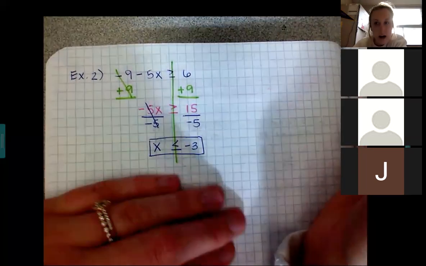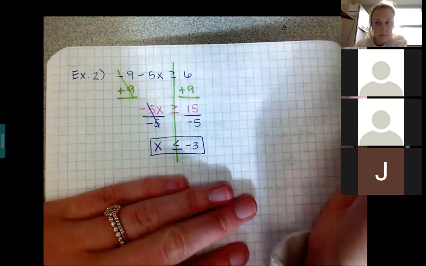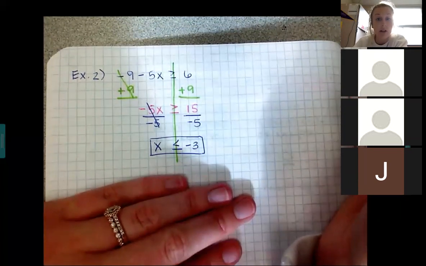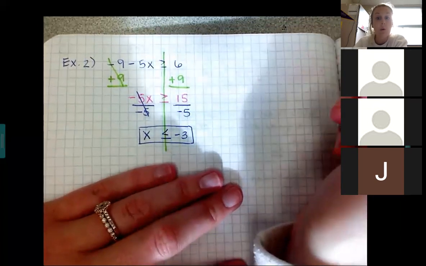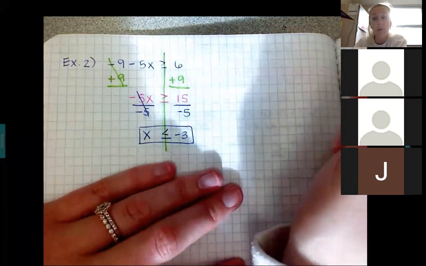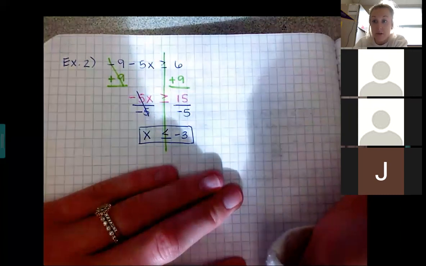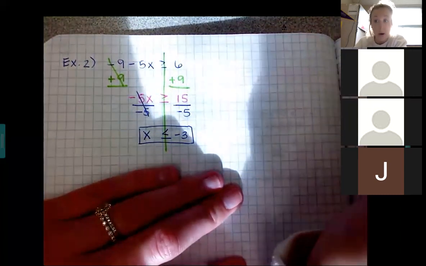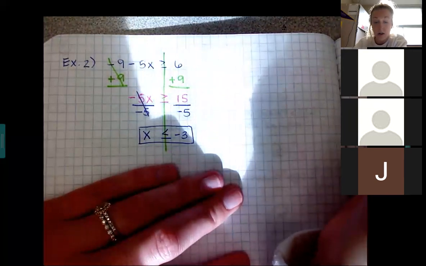Does anybody have questions about that one? No. Okay, so I do want to add on something because you're going to have to do this on your Delta Math homework. So what I want to add on is this. There's a couple of problems that ask you to solve the inequality and then they ask you to graph it on a number line, okay?